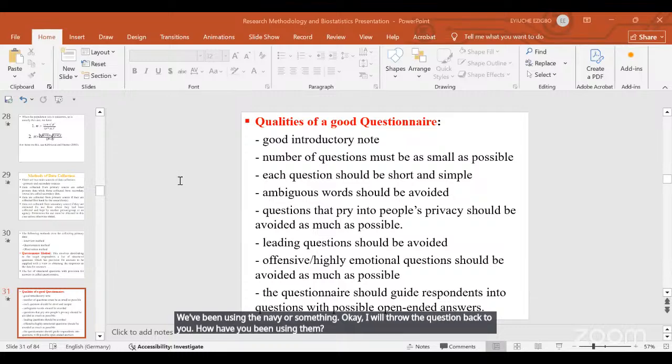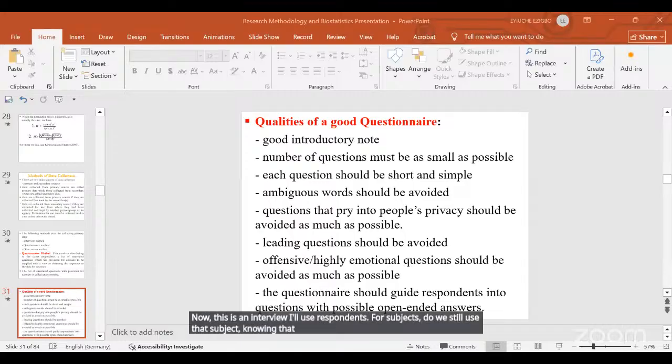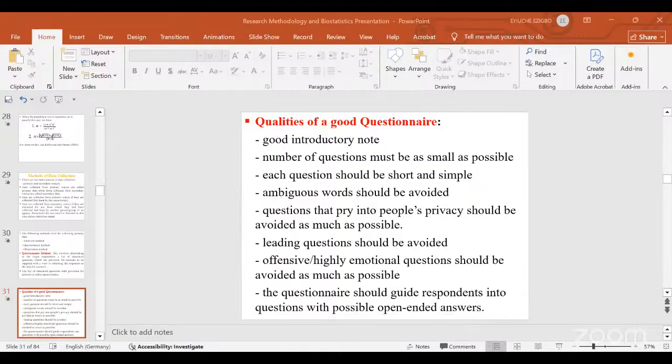Okay, sir. I know I've been using, if it's a questionnaire, I will use participants. Then if it's an interview, I'll use respondents. Then for subjects, we still use them as subjects, knowing that maybe it's somehow derogatory, maybe you're subjecting somebody to something. But I want to be clear. That's why I put out the question. Thank you, sir.